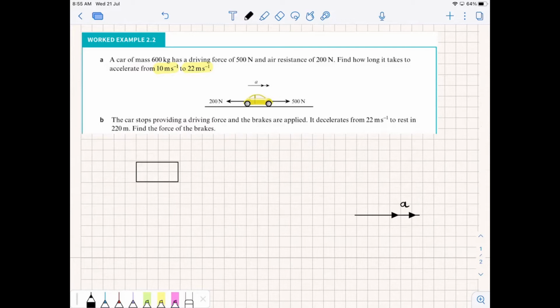Right, Dominic. What are the two forces acting on the car? Friction, which is 200 newtons, and then the pushing force, which is 500 newtons. Okay, so the car has some kind of driving force of 500 newtons from the engines, and the air resistance is holding the car back at 200 newtons. Okay.